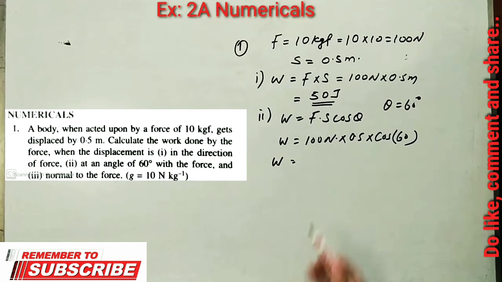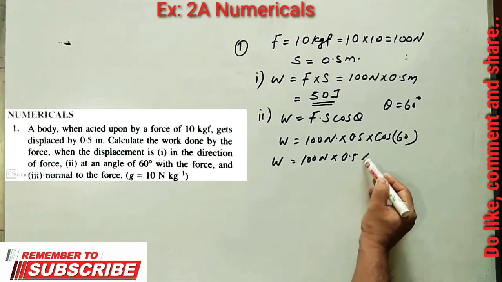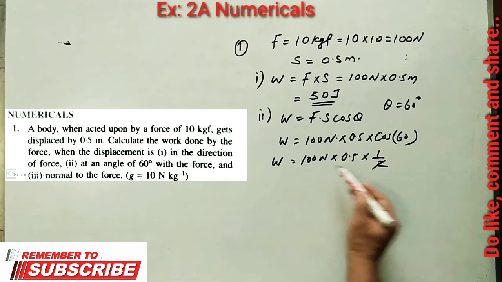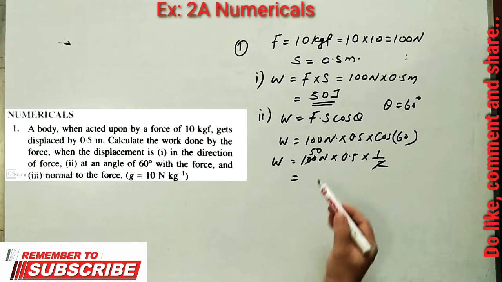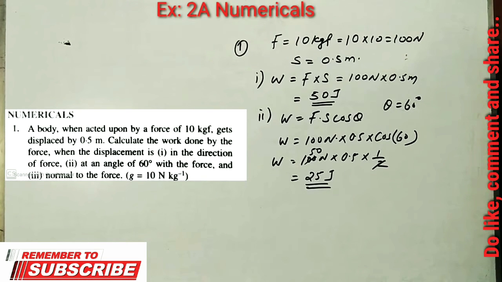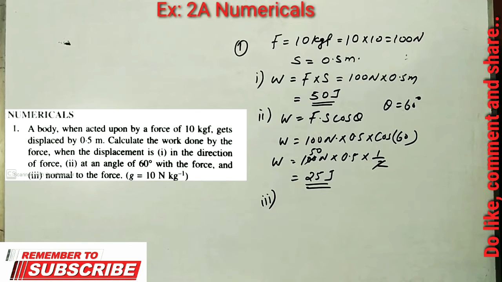Get it from the logarithmic table. It is coming out to be 100 Newton into 0.5 into 1 by 2. The value of cos 60. So that's equal to, cancelling, 50 into 0.5. We are getting it as 25 joule. Alright. So 25 joule.